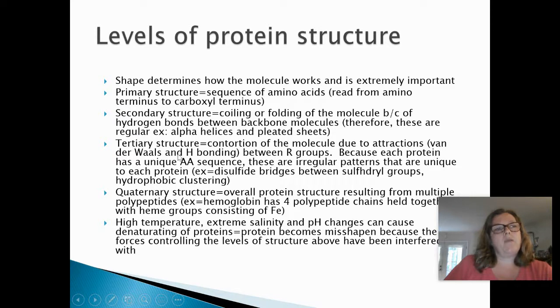There are 4 different levels that we can look at in terms of how that protein is put together. The first level is the primary structure. This is where we kind of stopped in baby bio. If you took the 9th grade honors course, we might have gotten a little bit into tertiary structure. But this is where we're talking about the sequence of amino acids, and we're reading this from amino terminus to carboxyl terminus. That's the order that you're reading them in. That's the primary structure of the protein.